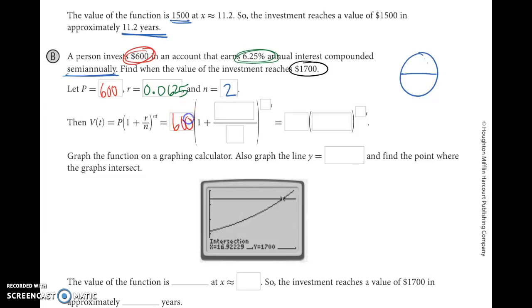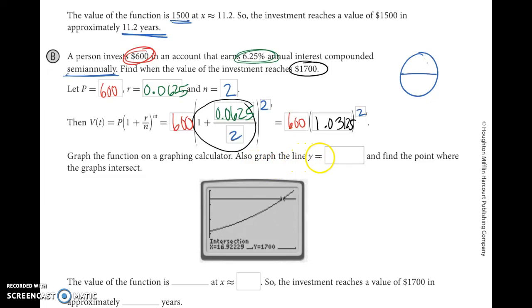So let's plug these in. I'm going to have 600 times (1 plus my rate, which we found to be 0.0625, over my 2 times per year) to the power 2t. And if we do some math, let's use a calculator and simplify what's on the inside here. So 600 is still here, 2t is still here, and let's figure out what 1 plus 0.0625 divided by 2 is. So using a calculator, I got that this is 1.03125.